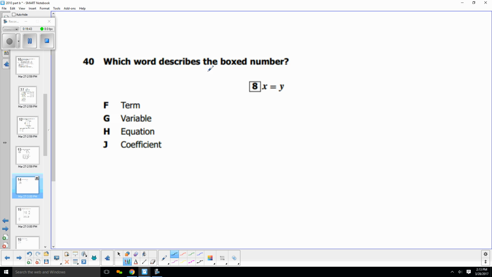40. Which word describes the boxed number? Luke? Yeah. What is 8? 8 is your coefficient. So J is your answer. What is X? Variable. What is 8X? Term. What is 8X equals Y? That's the equation. Okay? So even though they may use the same question, they may ask a different question, okay?